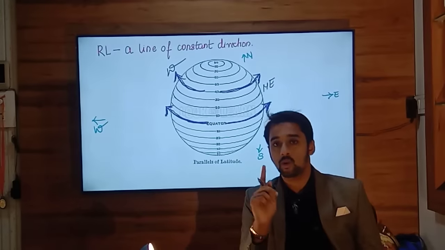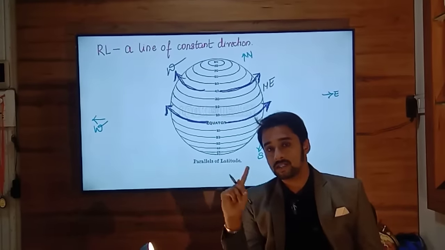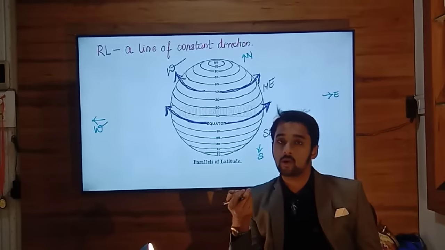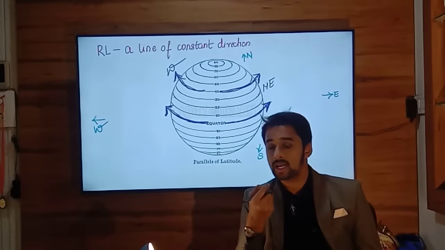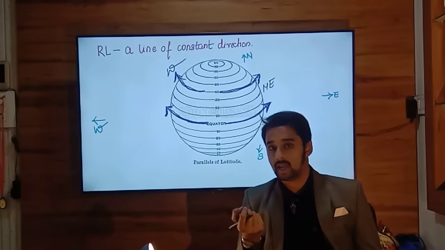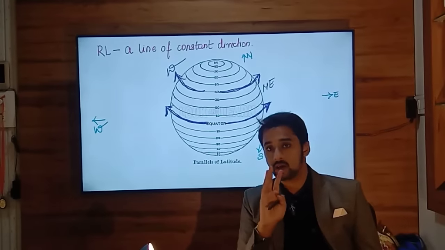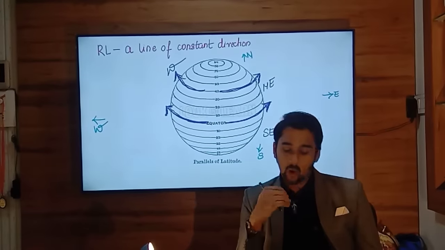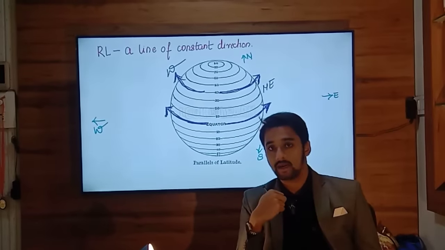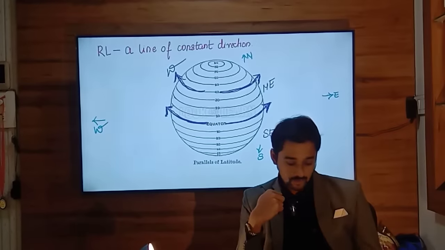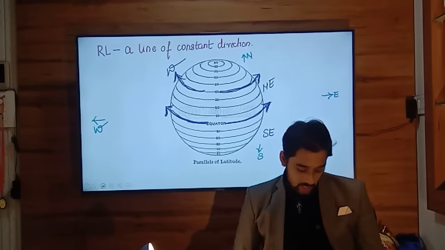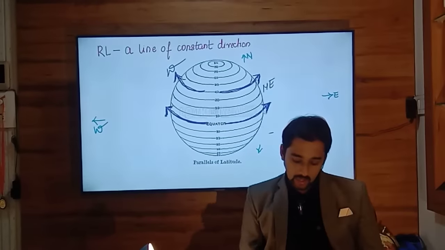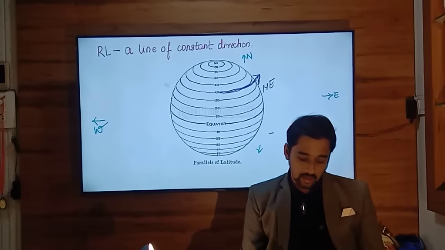If you go clockwise along a latitude, it will be a westerly direction. If you go anti-clockwise along a latitude, it will be an easterly direction. So the directions always remain constant for a latitude. Therefore all latitudes are Rhumb line tracks. Next thing is about our great circle. I will erase this all.